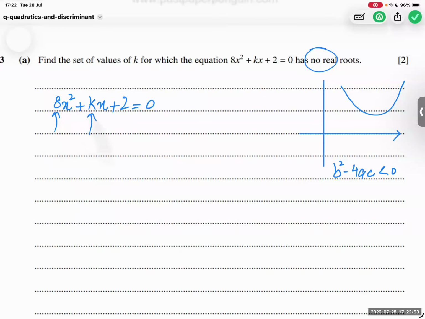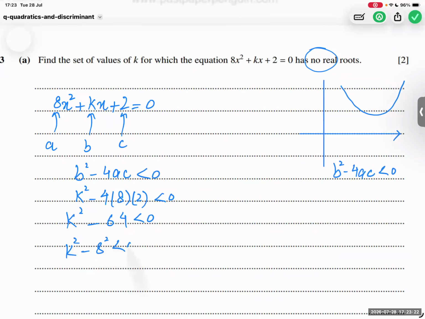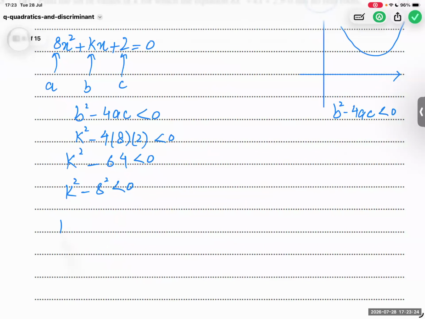Now this is your A, this is your B, this is C. So that has to be b square minus 4ac is less than 0 for having no real roots. So that is k square minus 4 into 8 into 2, that has to be less than 0. So that is k square minus 64, that is less than 0. So that is k square minus 8 square less than 0. You need to be a bit careful while solving such questions, okay? k plus 8 and k minus 8 is less than 0.